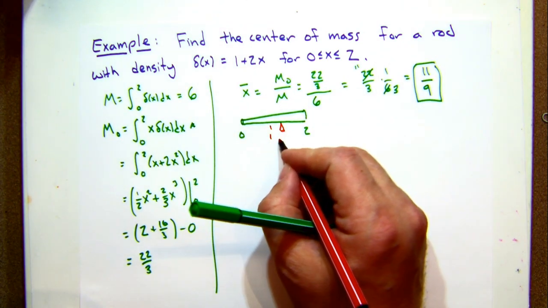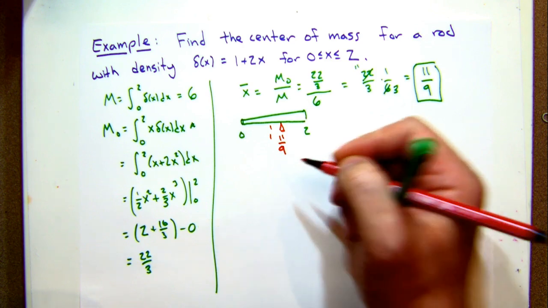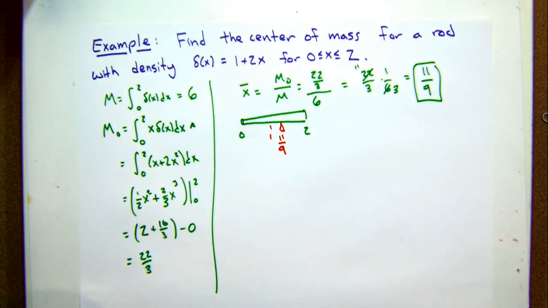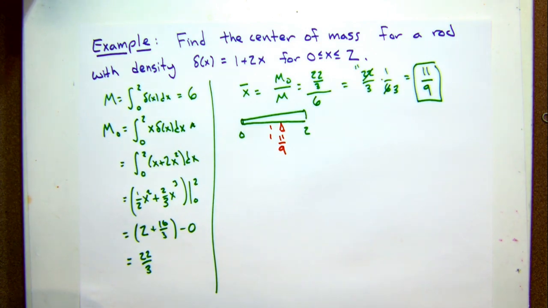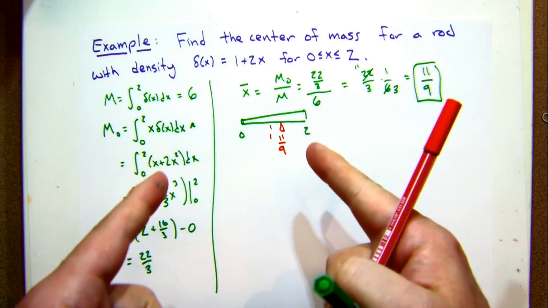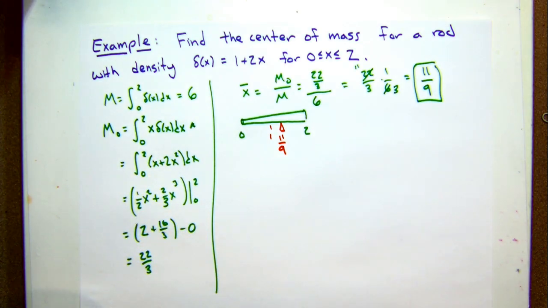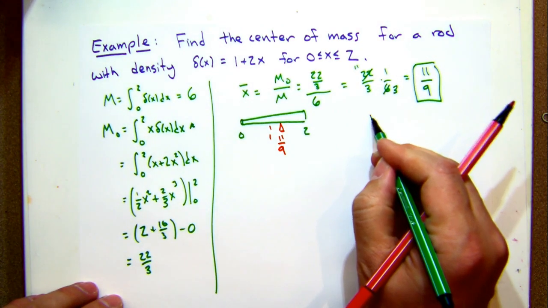A little bit above 1. So if here's 1, 11/9 would be over here. Now, notice a couple of things. First off, it's moved towards the heavier side, so that's good. This is reasonable. But the other thing you should notice is it's actually in between 0 and 2.